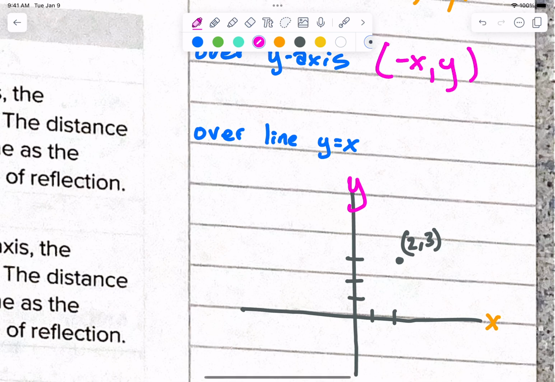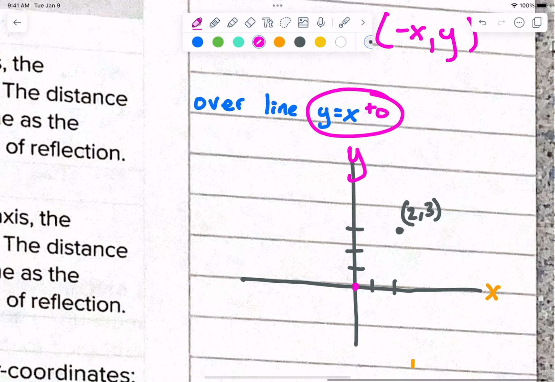The line y equals x is a linear function. This is like y equals x plus 0. If you graph y equals x plus 0, you start at 0 and you go up 1 over 1, up 1 over 1, up 1 over 1, and it does this. That's the line y equals x. It's a linear function, okay?